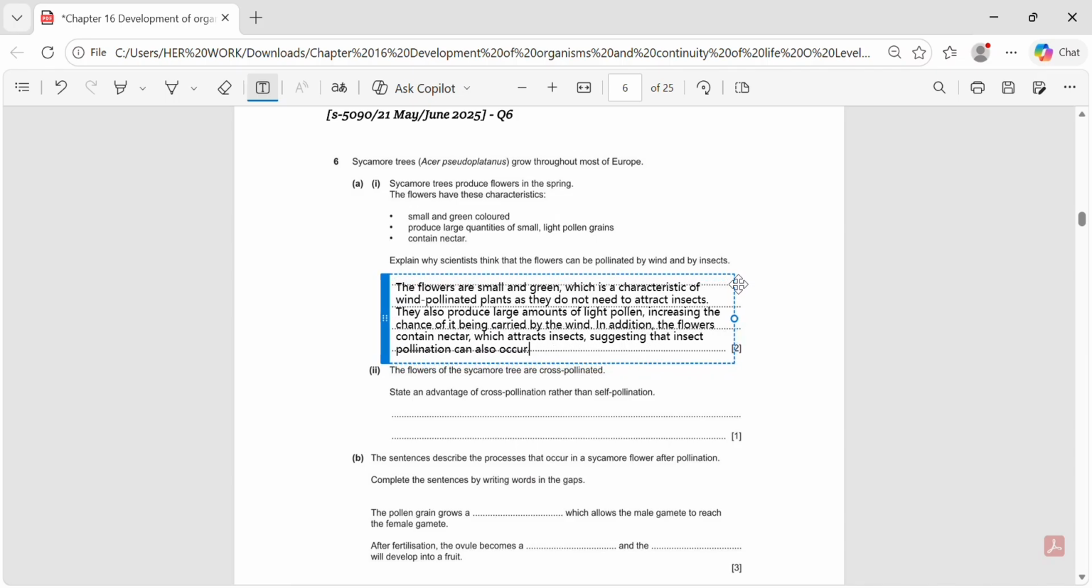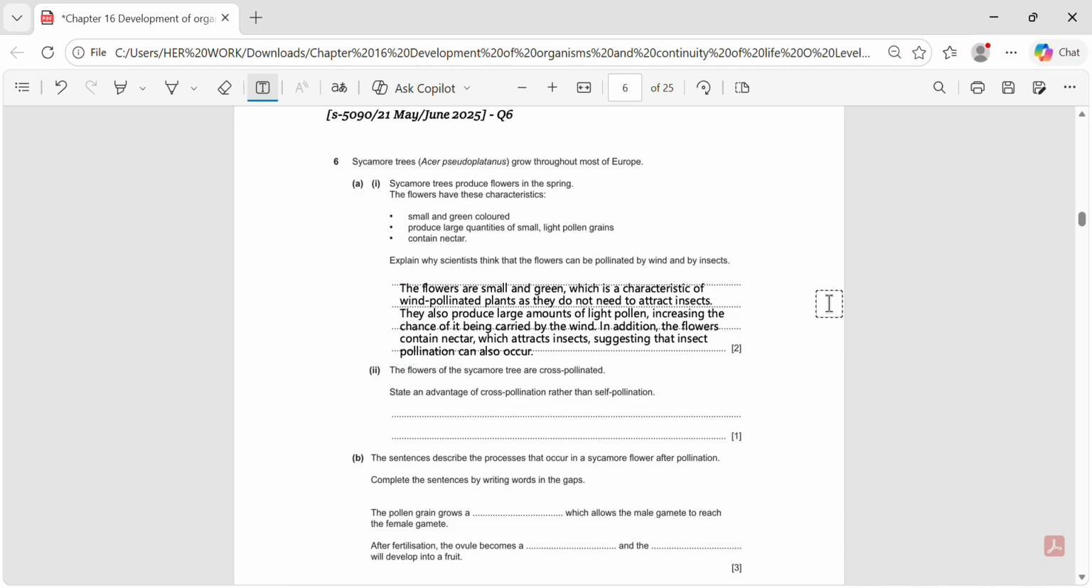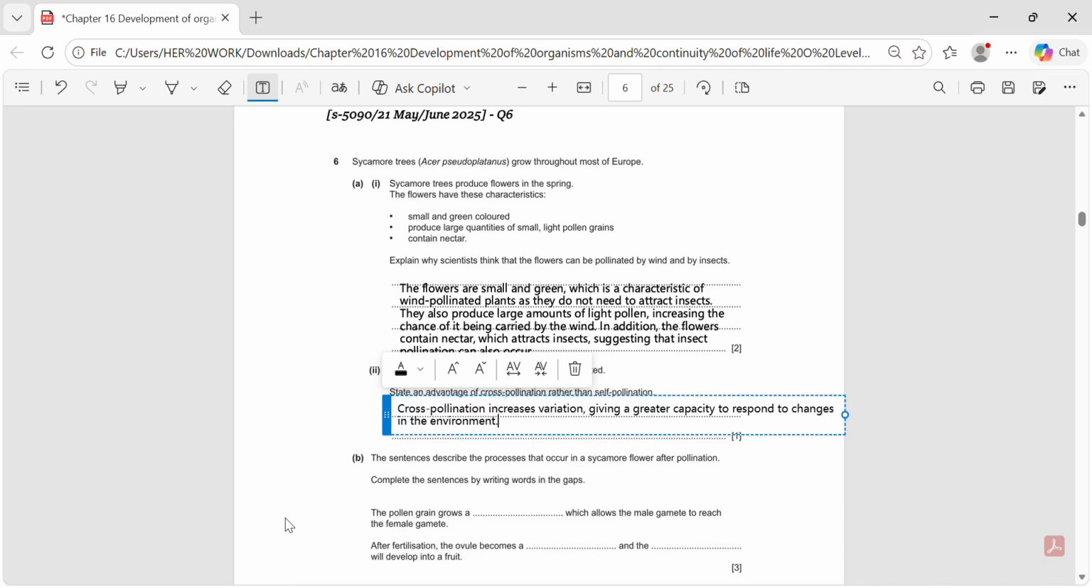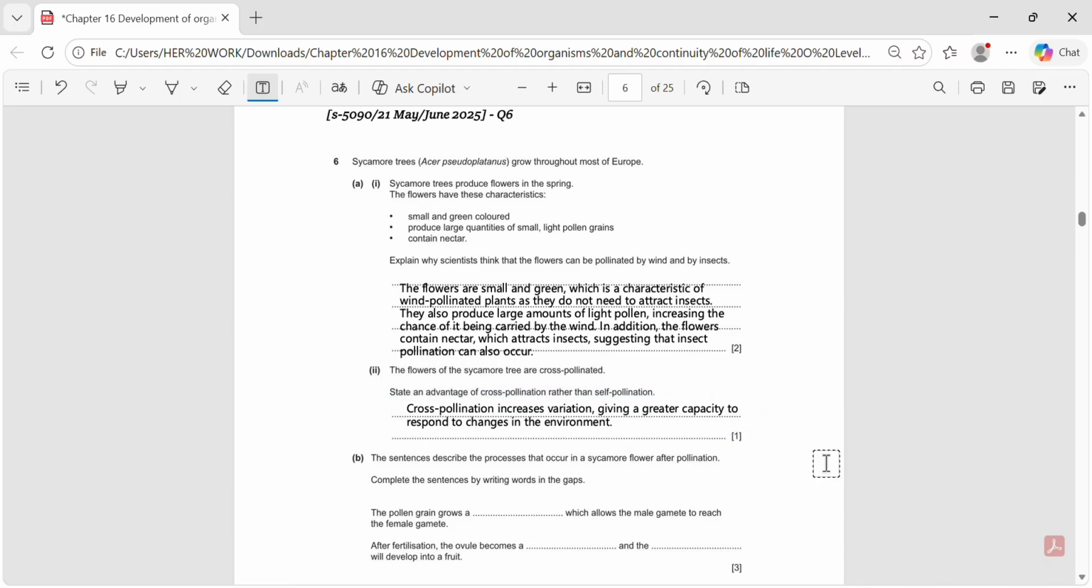This means that the dull color and lightweight pollen support wind pollination, while the presence of nectar attracts insects, so both methods are possible. Next, Part 2 says, the flowers of the sycamore tree are cross-pollinated, and asks, state an advantage of cross-pollination rather than self-pollination. In simple terms, this is asking for one benefit of cross-pollination. The simple answer is cross-pollination increases variation, giving a greater capacity to respond to changes in the environment. This means that cross-pollination mixes genetic material from different plants, leading to variation, which helps species survive environmental changes.